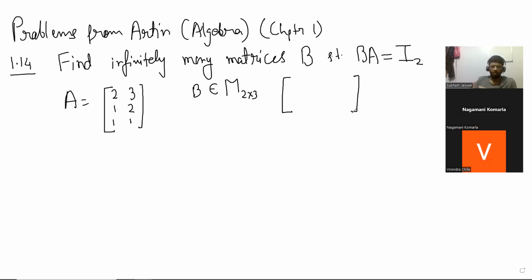Okay, so let us see. Aryan, so what is your method? My idea is to take B as A, B, C, D, E, F, like a general 2 by 3. Okay, a general 2 by 3. I'll just write it in this way.